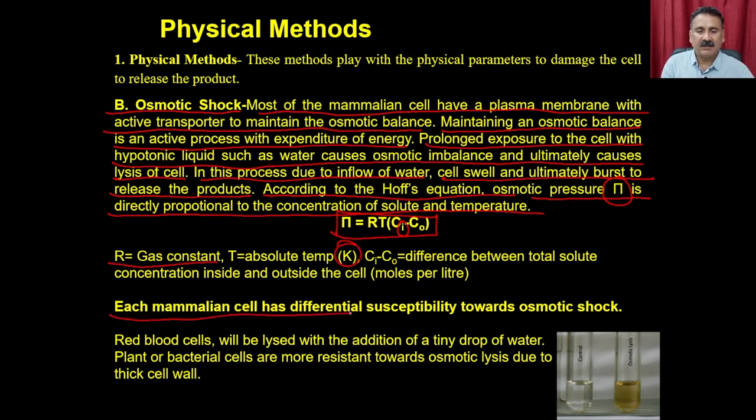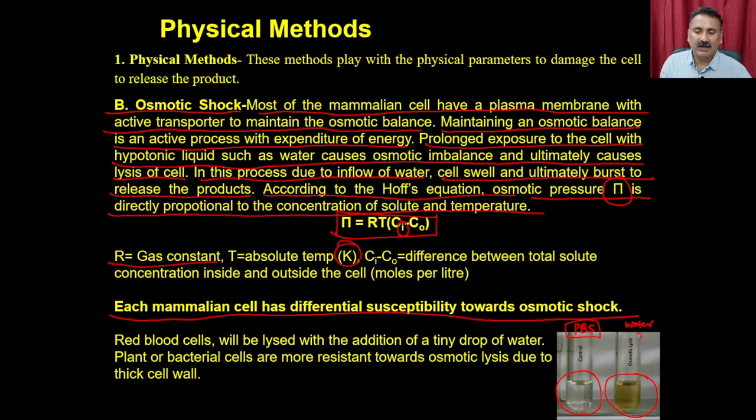Each mammalian cell has a different susceptibility towards osmotic shock. For example, I have shown you here red blood cells. These are the control cells, where I have incubated the cells in an isotonic solution such as PBS. When I add water to this, the cells take up the water, and that's how you see the cells get lysed.